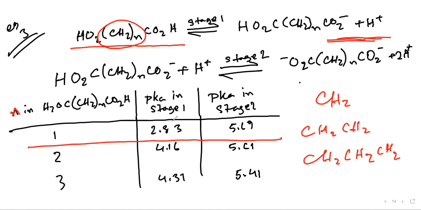They're given the values for pKa, so pKa in stage one and pKa in stage two. This is pKa1, and this is pKa2. In short, pKa1 represents the stage one reaction, and pKa2 represents the stage two reaction. You can see pKa1 values are comparatively lower than the pKa2 values. So that's one thing to notice.